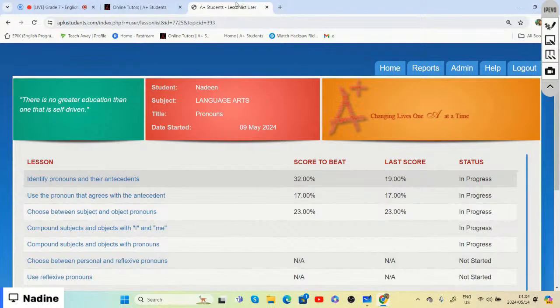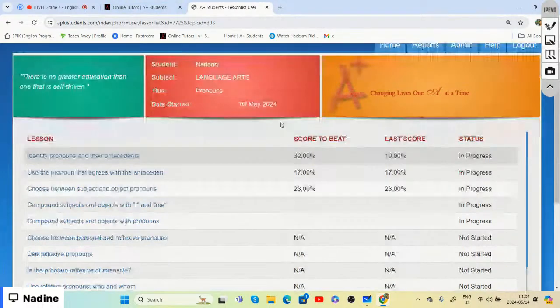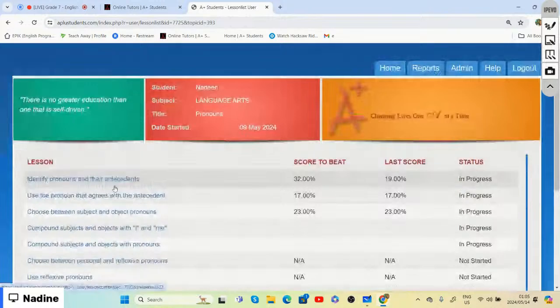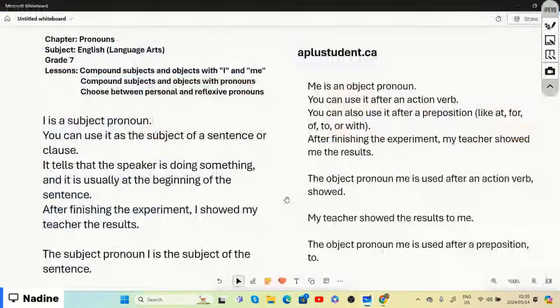All right. So we did pronouns in our previous lesson, right? In our previous lesson, we identified pronouns and the antecedent, used the pronoun that agrees with the antecedent, and then chose between subject and object pronouns. So today, our chapter is pronouns, in English Language Arts, grade 7.